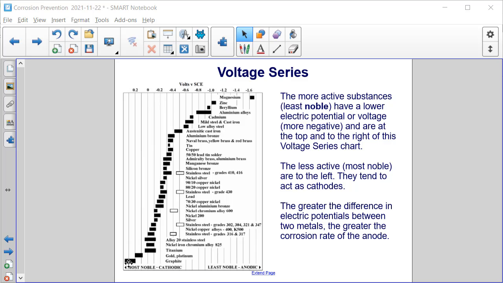So top right. The less active or most noble are to the left, and these tend to act as our cathodes. The greater the difference in electric potentials between two metals, the greater the corrosion rate of the anode. If I pick a metal from the bottom left, like graphite, and the top right, like magnesium, the anode, the magnesium, will corrode very, very quickly, versus if I chose two metals that were closer together, like magnesium and zinc.